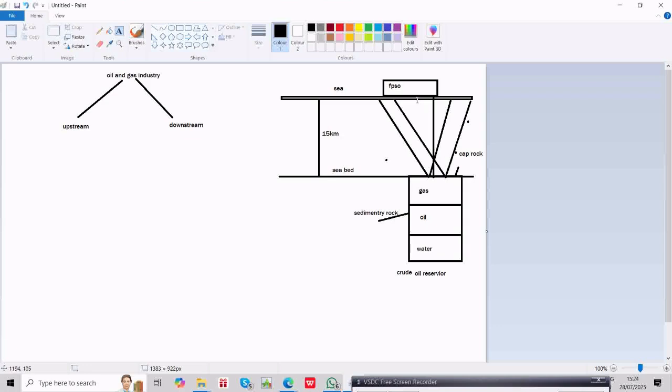Now it is not finished yet. So what will happen when you bring this slurry mixture to the FPSO? Now you have an FPSO here, correct? Now you have a turret here. In this turret you will have an arrangement of something like this.